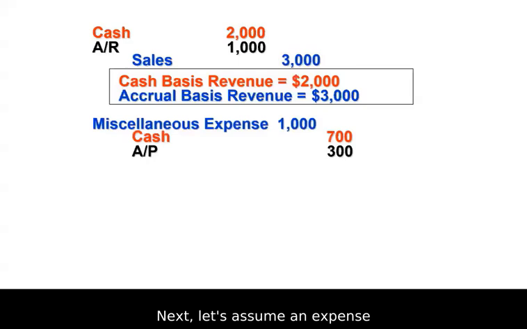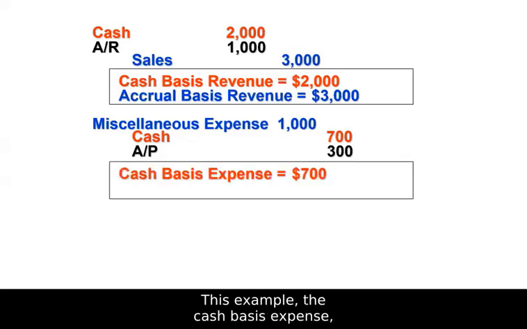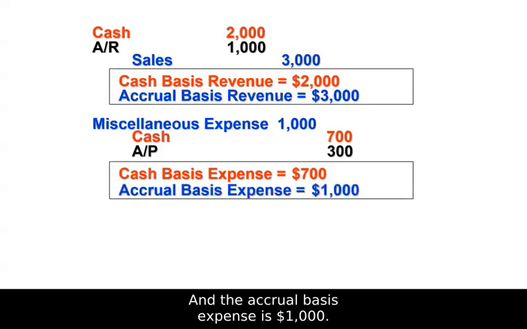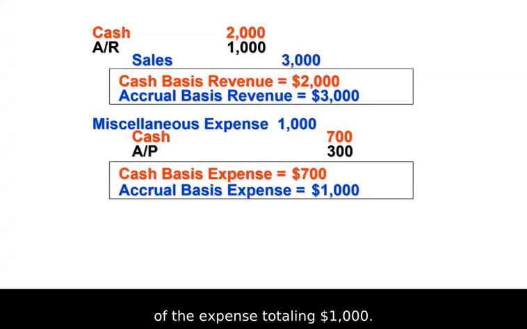Next, let's assume an expense that is part cash and part credit. In this example, the cash basis expense is $700 because that's the amount of cash that was paid. And the accrual basis expense is $1,000. It's the total cash of $700 and the liability part of the expense totaling $1,000.